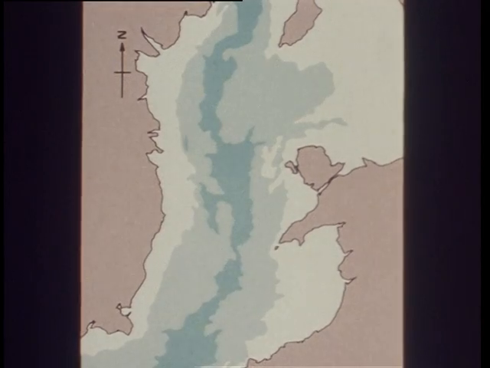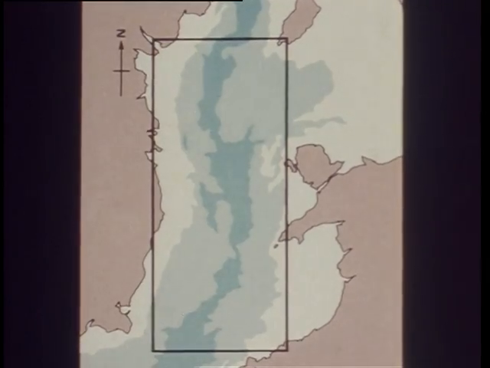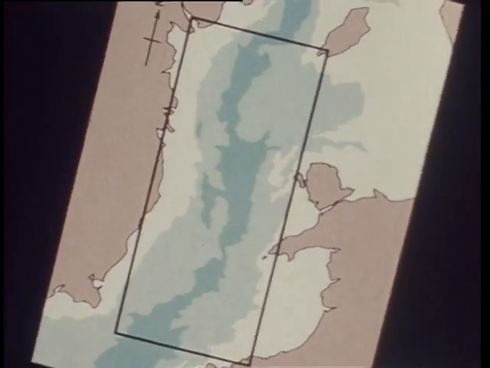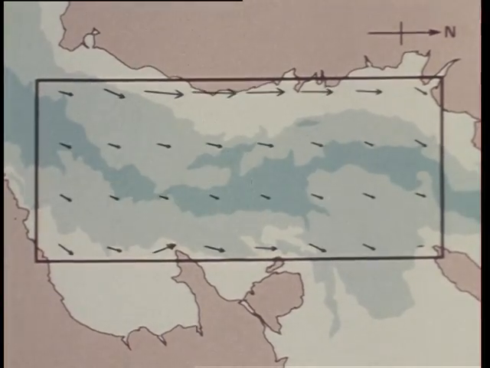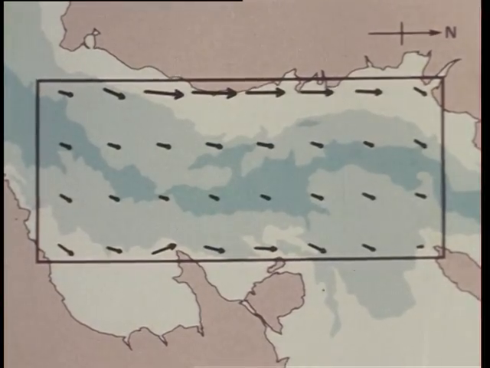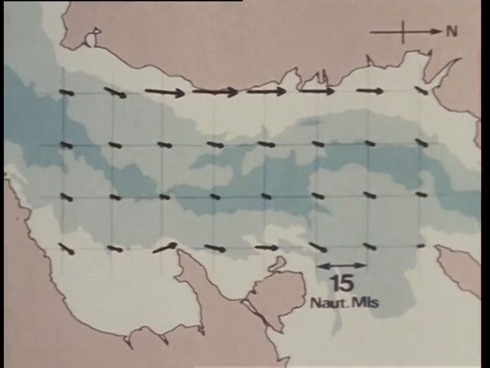We are going to present the results of a three-dimensional numerical model of this rectangular area of the Irish Sea, which fits the format of the screen better turned on its side. The model generates vectors of the horizontal components of currents at positions on a 4x8 grid of pitch 15 nautical miles.